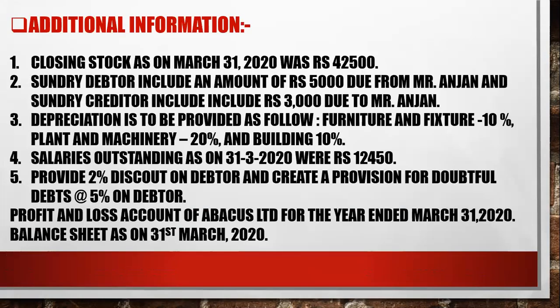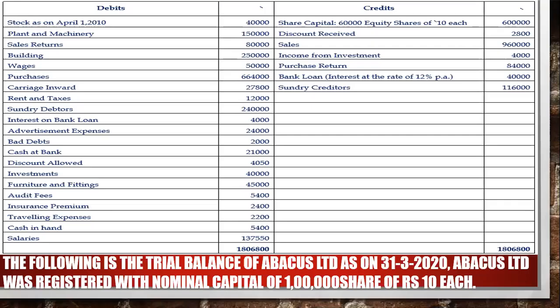As we have discussed, the furniture and fixture is how much percentage? 10% you have to calculate. Plant and machinery 20% and building 10%. Only plant and machinery is 20%, and furniture and fixtures and building is 10%. Okay, so just calculate it. Plant and machinery 1,50,000, just calculate 20% on it.